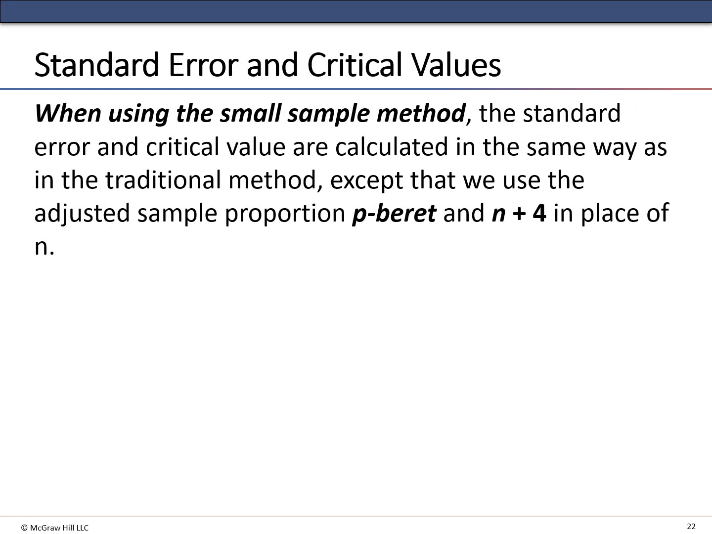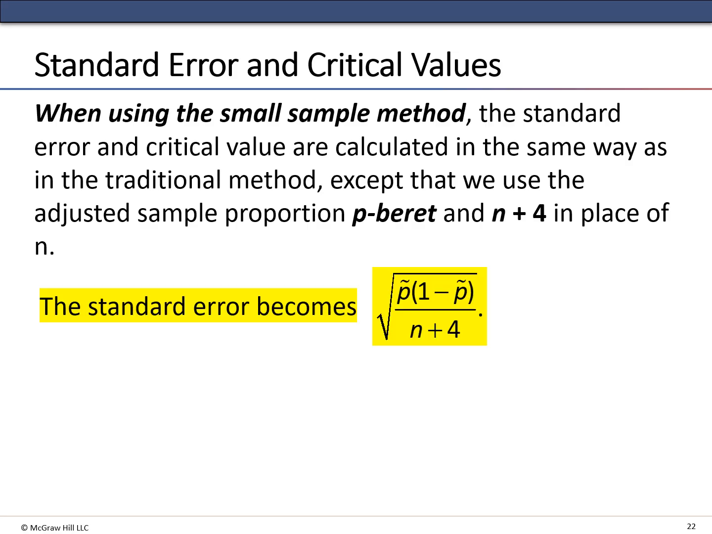When using this small sample method, the standard error and critical value are calculated in the same way as in the traditional method, except that we use the adjusted sample proportion, p bar. I don't know that p bar is a real term. I don't know if I made that up or not, but it's the sample proportion with the little, smaller sombrero over its head, if you will. And n plus 4 we use in place of the sample size n. So in this case, the standard error becomes the square root of p bar A times 1 minus p bar A over n plus 4.